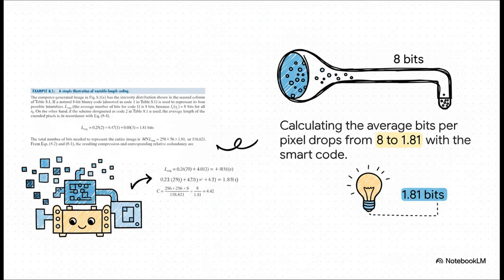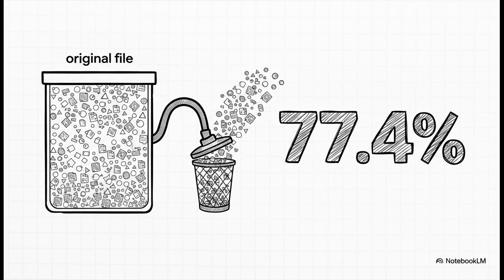And here is the aha moment. Here's the incredible result. When you average it all out across the entire image, you're no longer using 8 bits for every single pixel. Because that super common pixel uses such a short code, the average number of bits you need per pixel just plummets all the way down to 1.81. I mean, that is a massive, massive saving. Just by using a smarter way to write the code, we've wiped out over 77% of the data from the original file. That data was pure coding redundancy, and now, poof, it's gone.